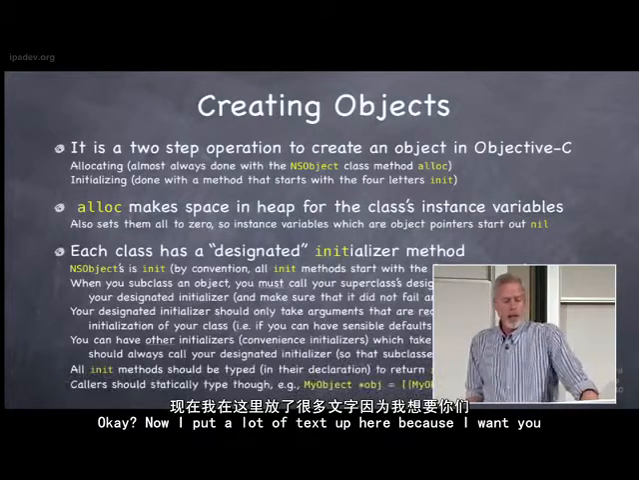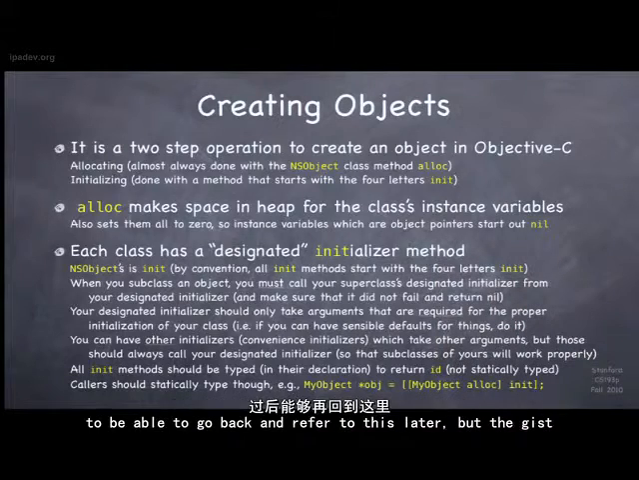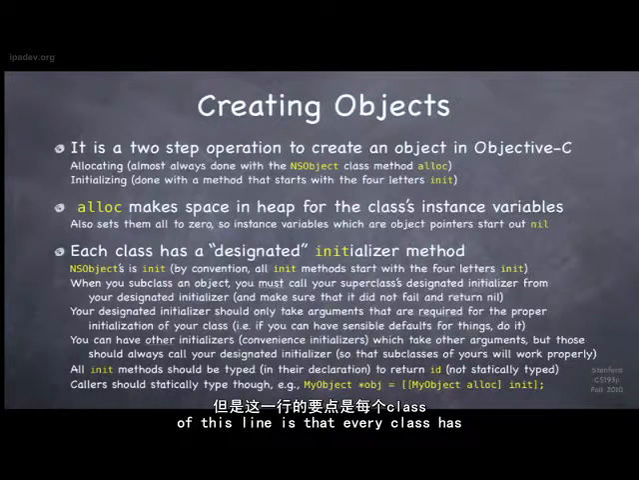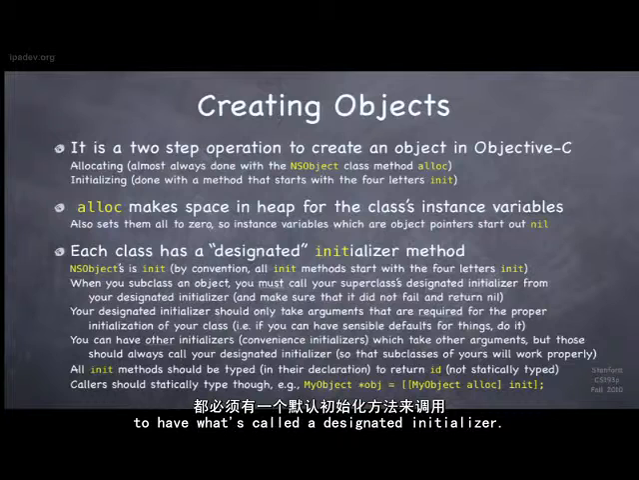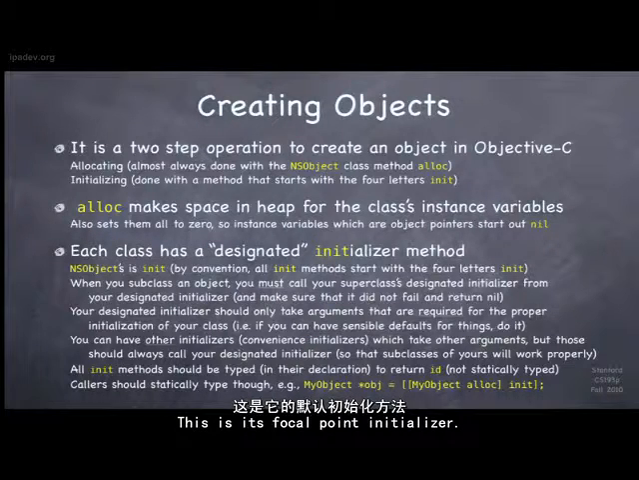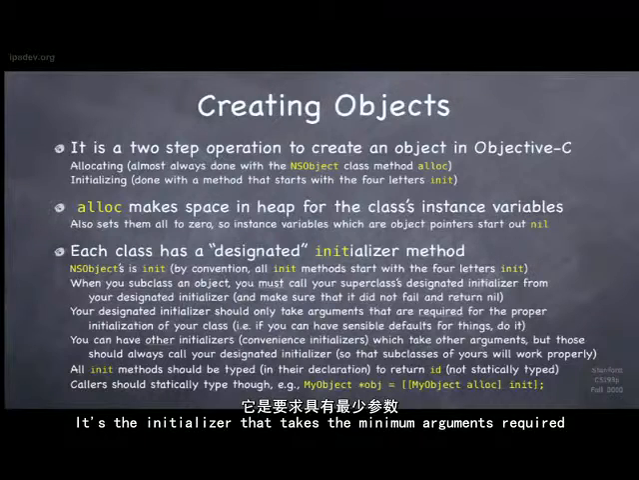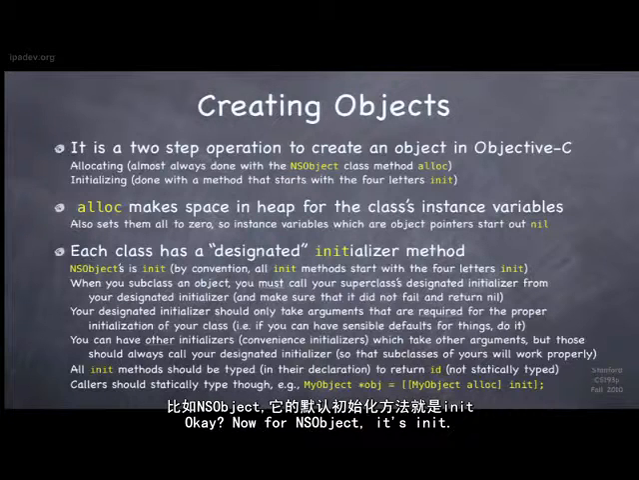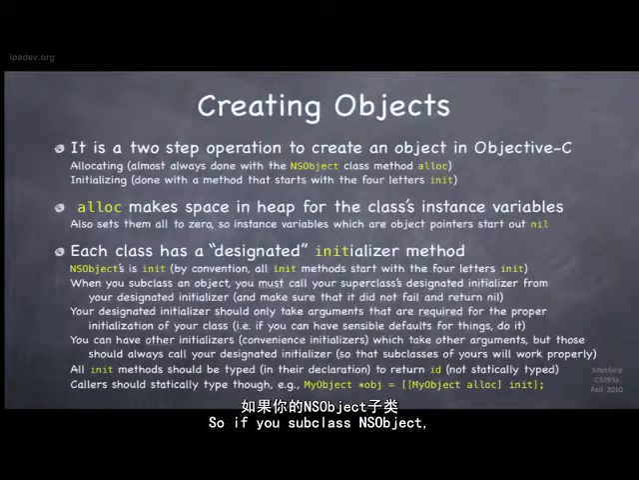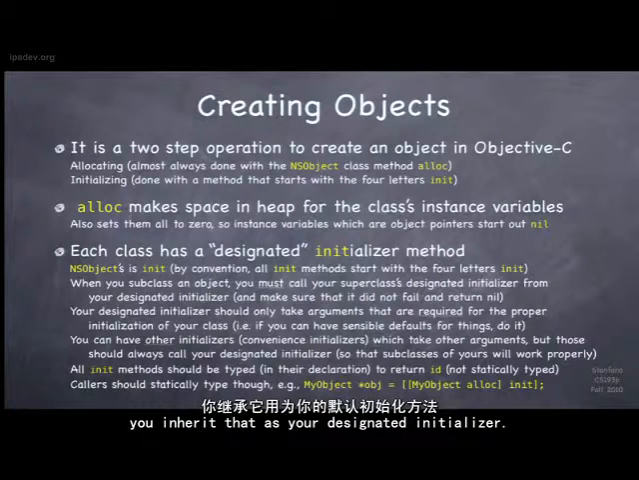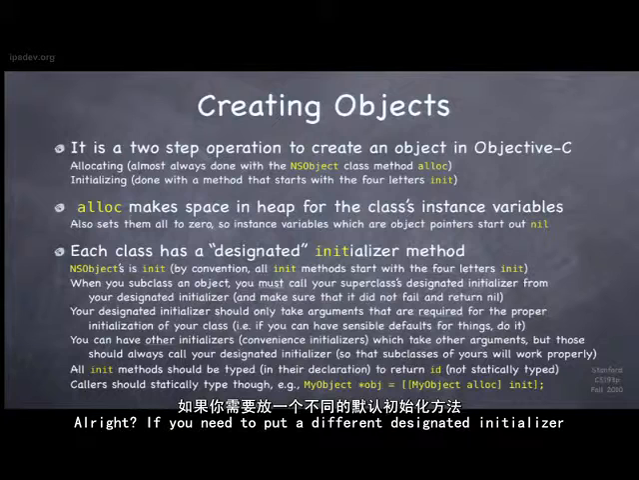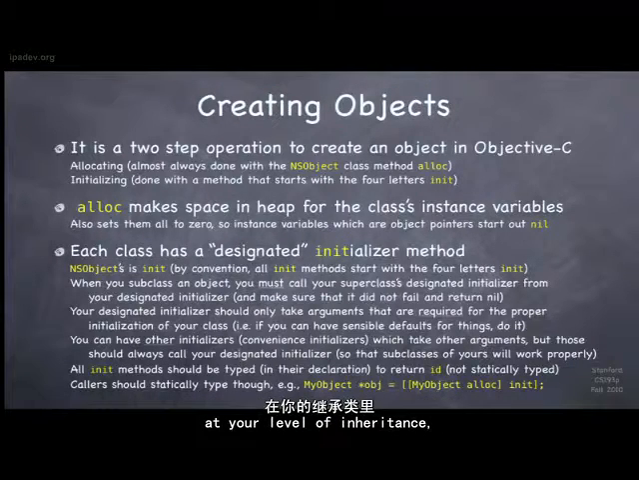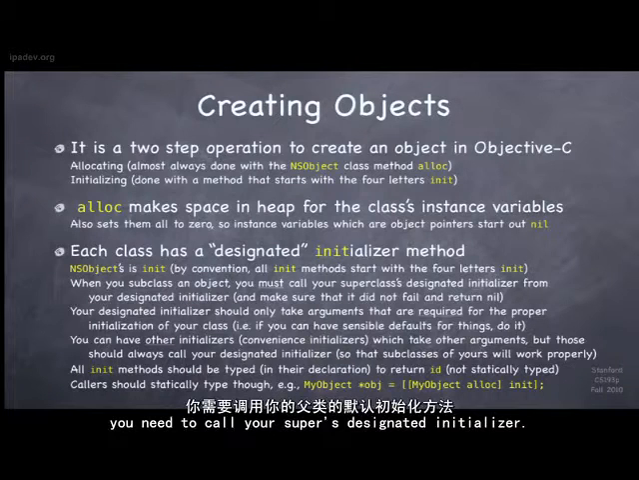Now, I put a lot of text up here because I want you to be able to go back and refer to this later. But the gist of this is that every class has to have what's called a designated initializer. This is its focal point initializer. It's the initializer that takes the minimum arguments required to successfully initialize that class. Now for NSObject, it's init. So if you subclass NSObject, you inherit that as your designated initializer. If you need to put a different designated initializer at your level of inheritance, you need to call your super's designated initializer.